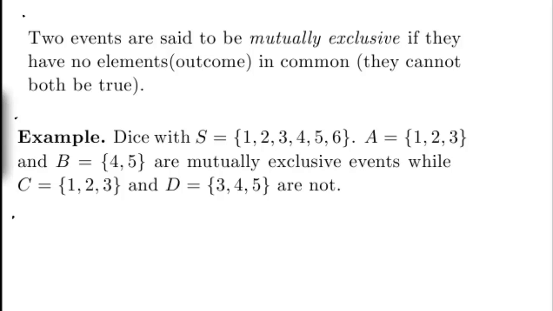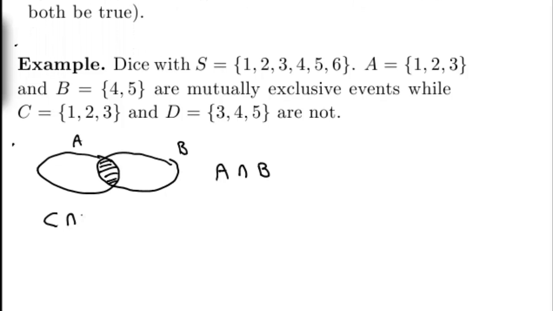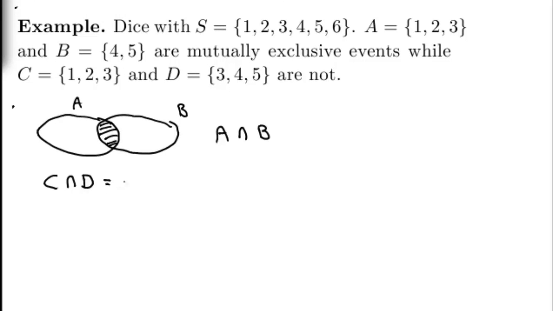Remember that when we have two sets like this, one set A and another set B, then the elements in common between A and B are called the intersection of A and B, and it's denoted by A ∩ B. For example, the intersection between C and D is a set containing only the element 3, while the intersection between A and B is empty. They have no items in common, and we write that using the empty set symbol.